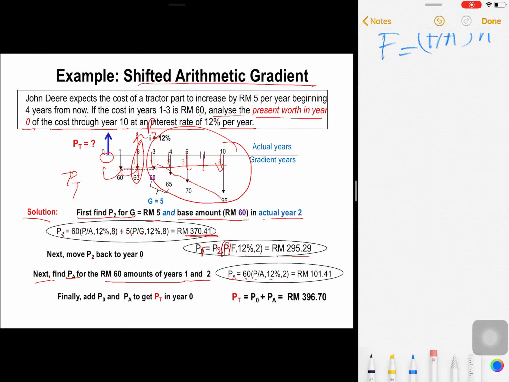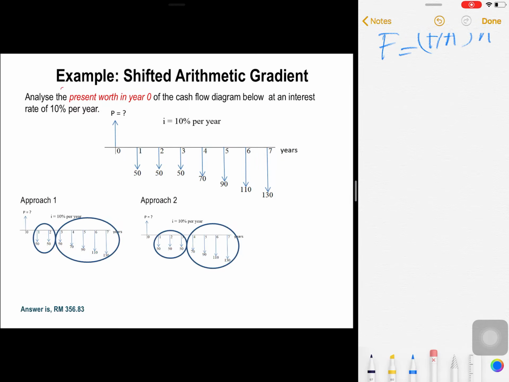Next, to find PA for the RM 60 amounts for years 1 and 2, it is equivalent to PA equals 60 ringgit times (P/A, 12%, 2 periods). This is the PA, which is 101.41 ringgit. Finally, we add up P naught plus PA to get the total. This is how we solve for arithmetic gradient.